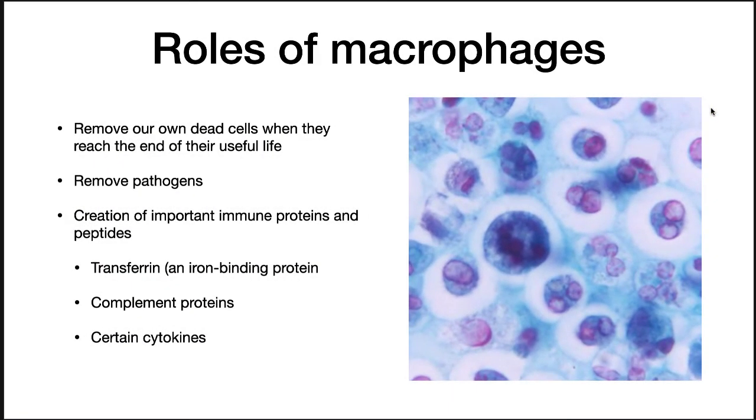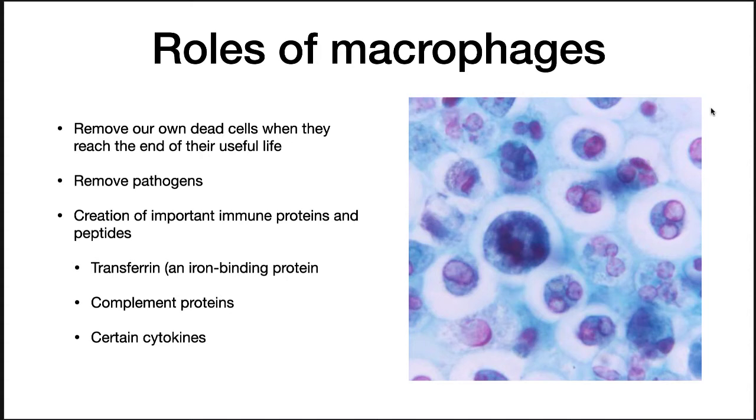All right, so the roles of macrophages. They remove our own dead cells when they reach the end of their useful life. They remove pathogens. They are also important in the creation of immune proteins and peptides, things like transferrin, which is an iron-binding protein. Complement proteins are synthesized in macrophages, and certain cytokines are produced by them.